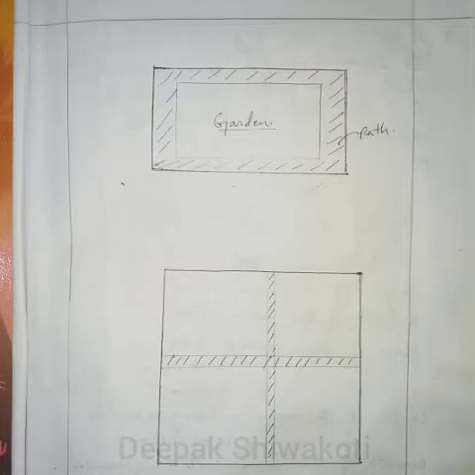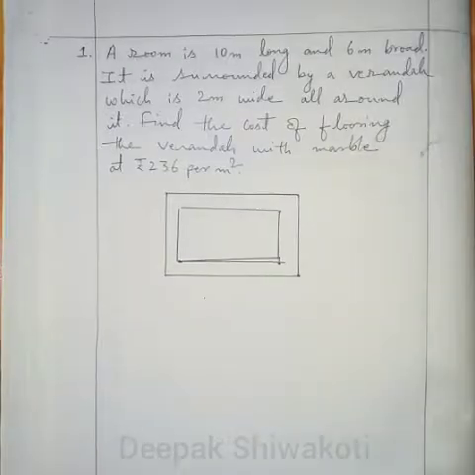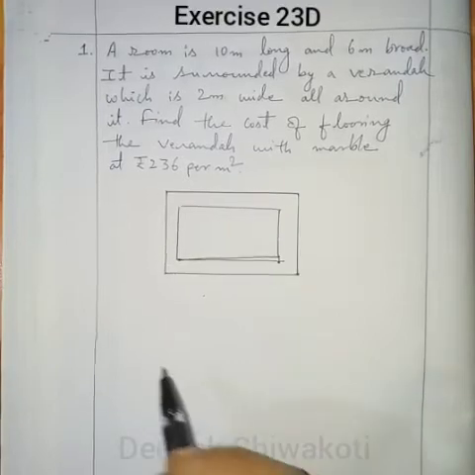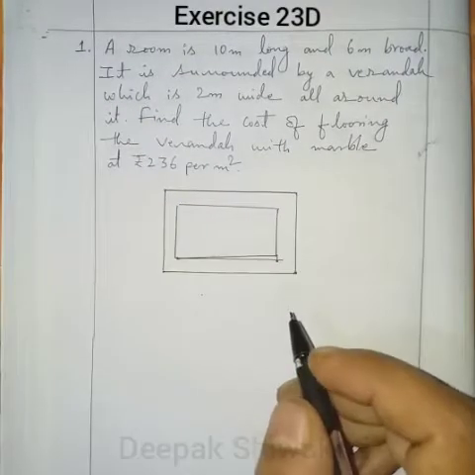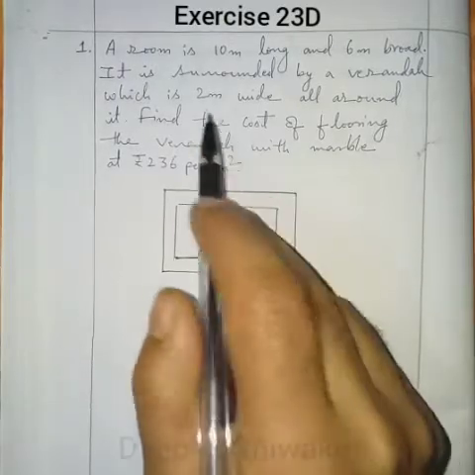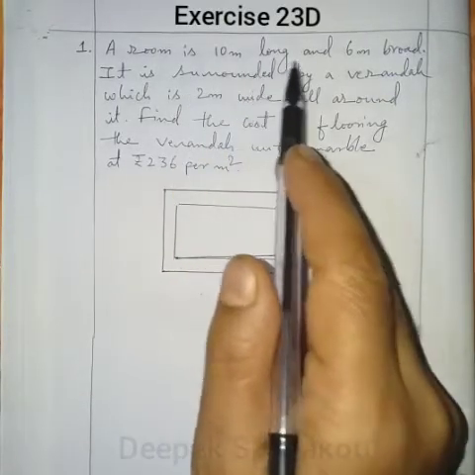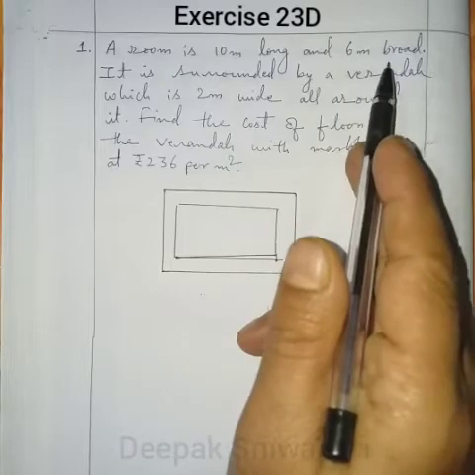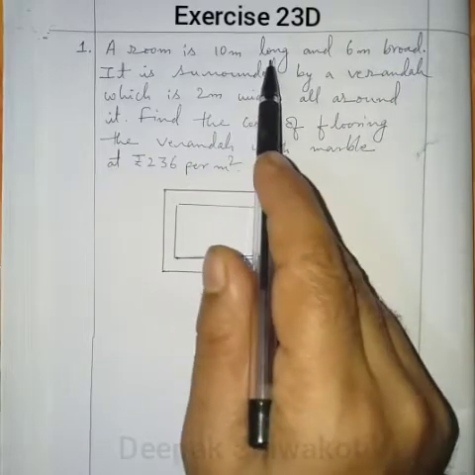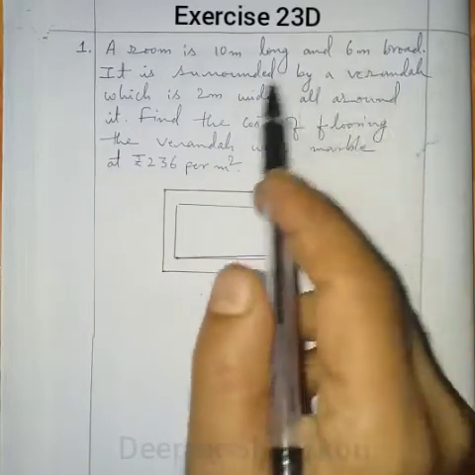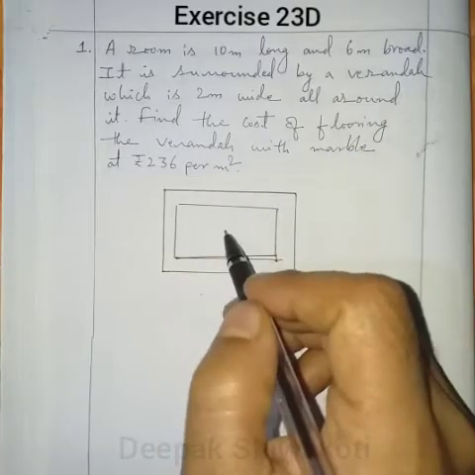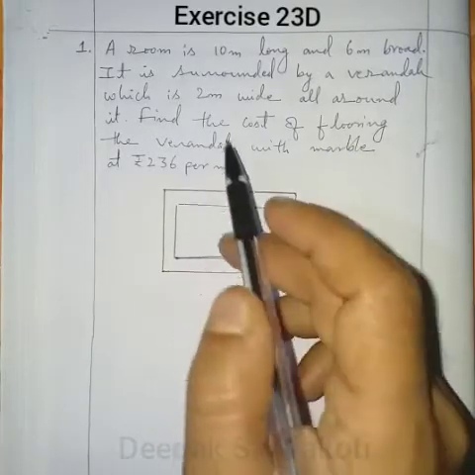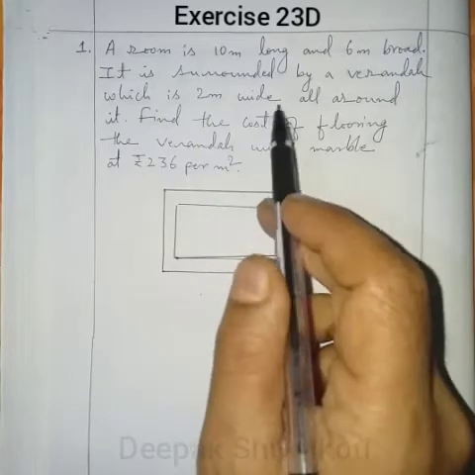From the exercise we'll do now. Here is the question from exercise 23D. A room is 10 meter long and 6 meter broad. The room's length is this much and breadth is this much. It is surrounded by a veranda, which is 2 meter wide all around it.